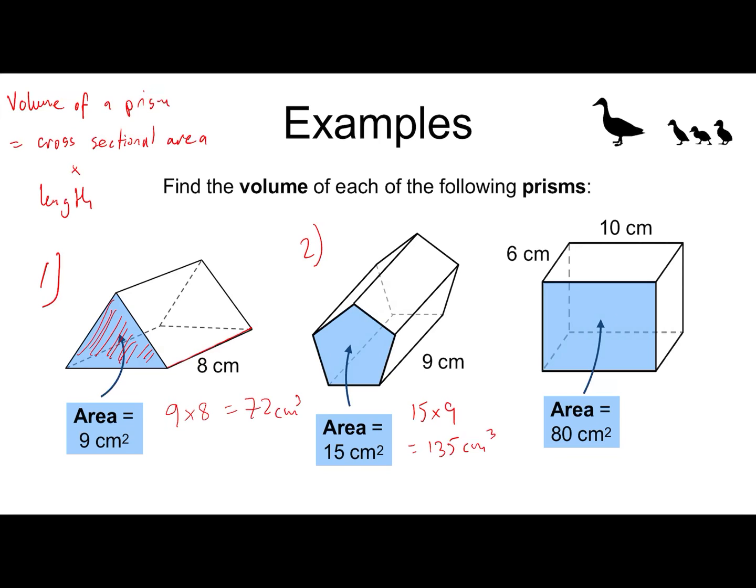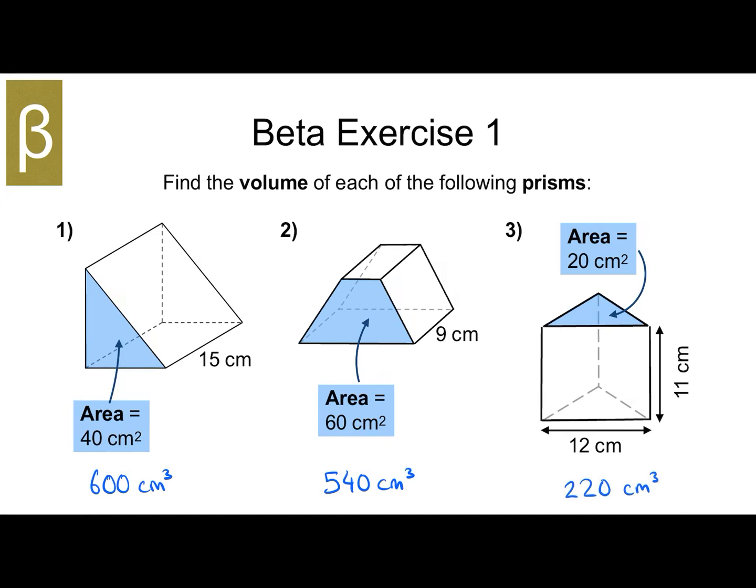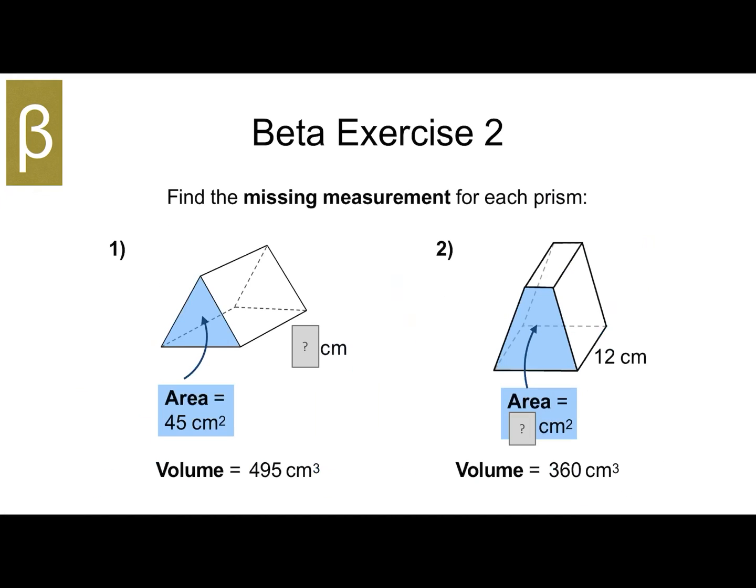As I said, a cuboid is also a prism, and the cross-sectional area is a rectangle. We're already told it's 80, so this is just going to be 80 times the depth, or the length, or whatever you want to call it, times 6. So that'd be 480 centimeters cubed. Have a quick go at these, stop your video, and work out the volumes of each of these prisms. Okay, nice and easy. There's the answers.